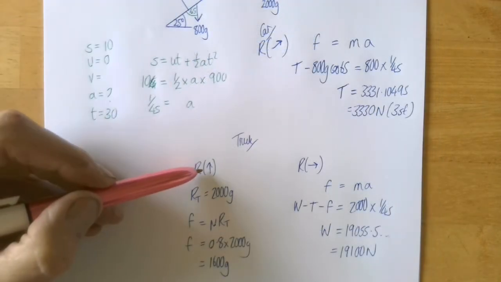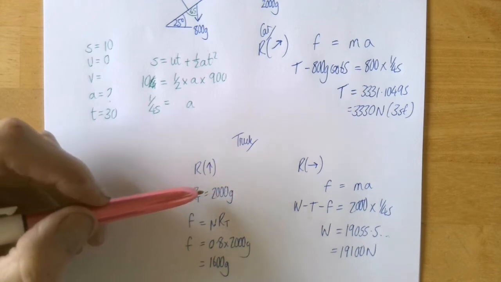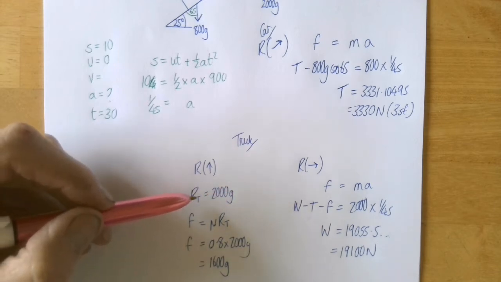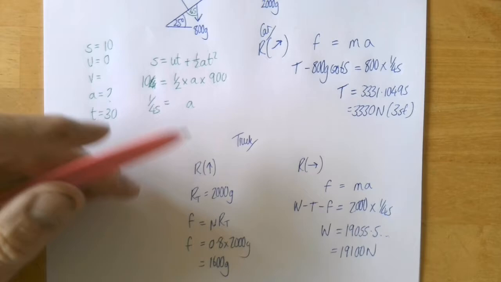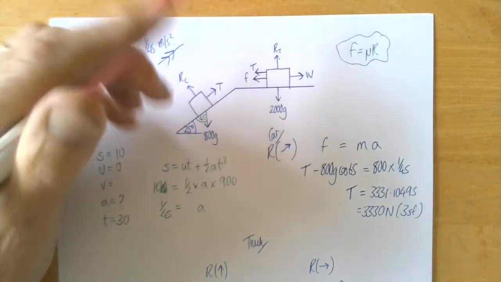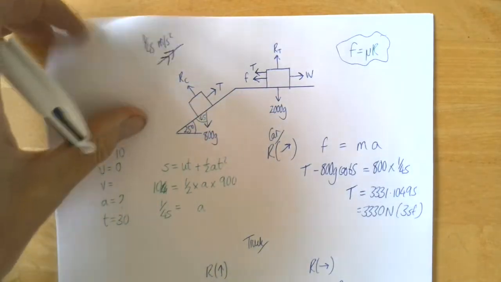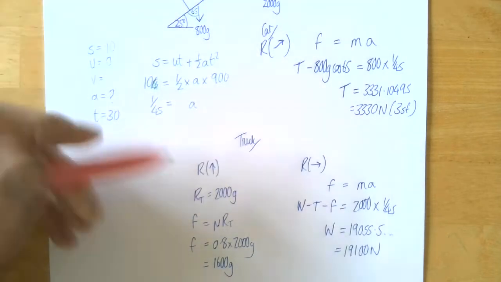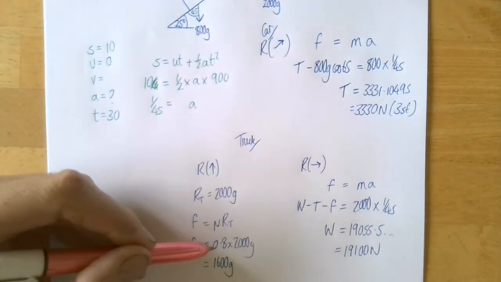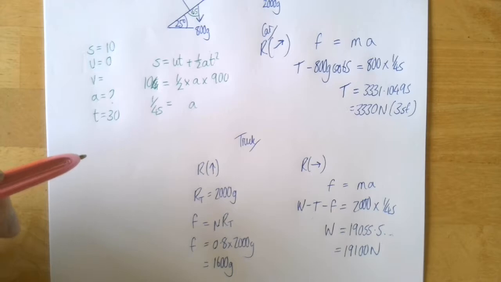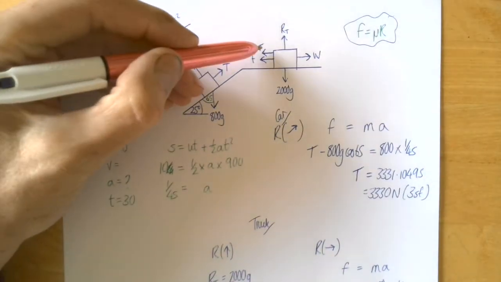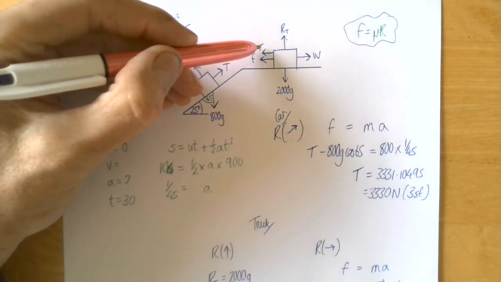So resolving vertically, we're not dealing with F equals ma because it's not moving up or down. We've just got forces up equal forces down. So I just know that the reaction force just equals 2000 G. But F is equal to mu R, so that's 0.8 times that. So that gives me a value of F. So I now know T. I worked that out a moment ago.